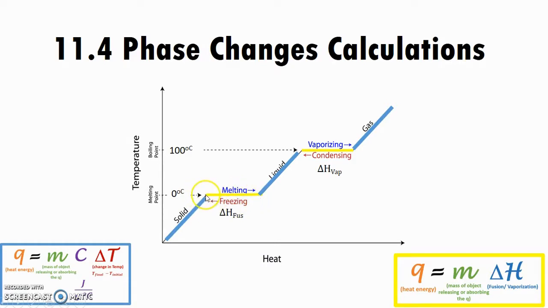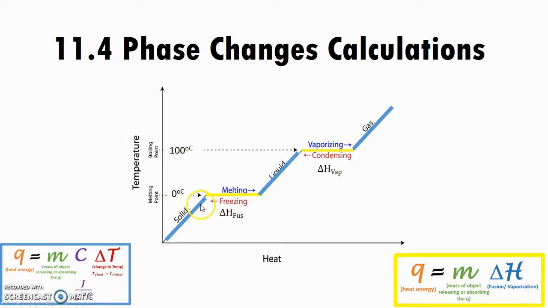So we have a solid that is turning into a liquid and it's undergoing melting, and we have a liquid that is vaporizing into a gas. Whenever we have phase changes, we want to account for that temperature that's not changing. So we're going to have to use this formula where Q equals M delta H, and that delta H can be either heat of fusion if it's undergoing that specific type of phase change, or heat of vaporization.